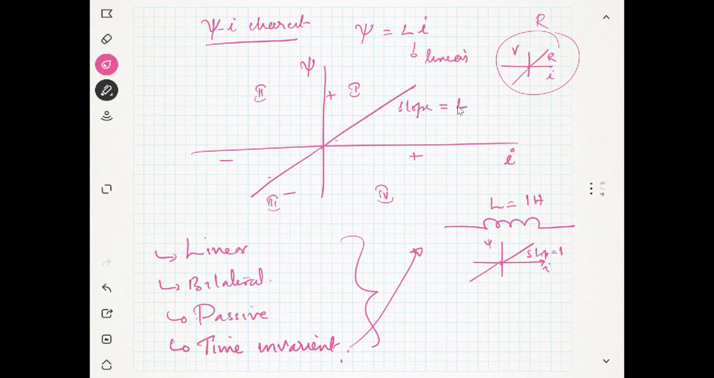It's clear? So if it is time changing, what will happen to the slope? The slope also will change, right? But if it does not change, if it is time invariant, the slope will be the same. Here the slope is 1. After 100 years also the slope will be 1. That means its characteristics will never change with time. It's clear?